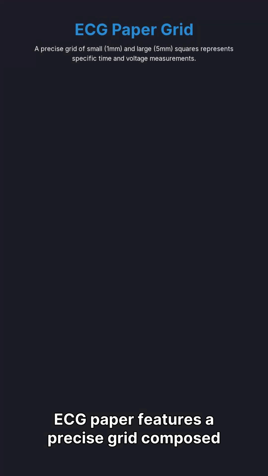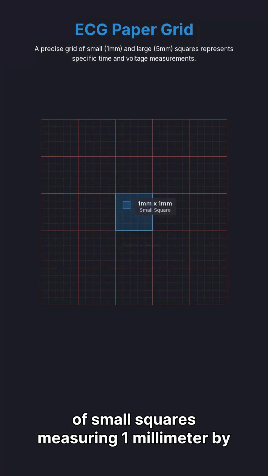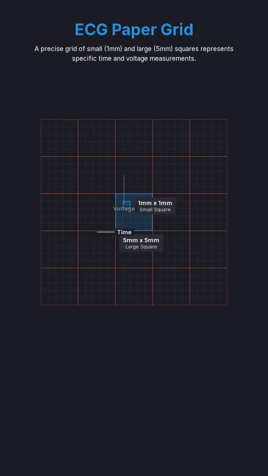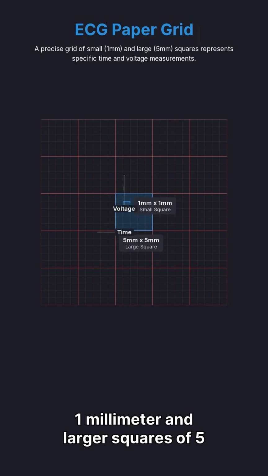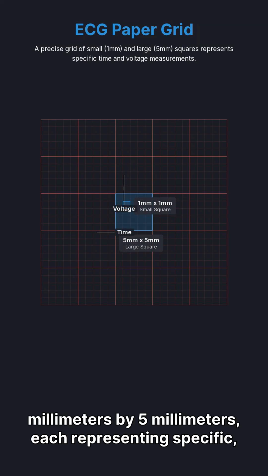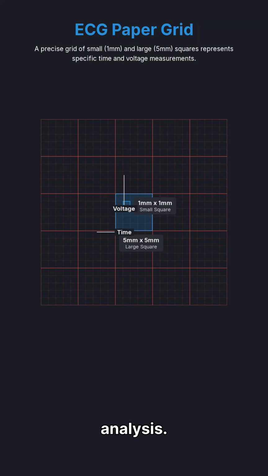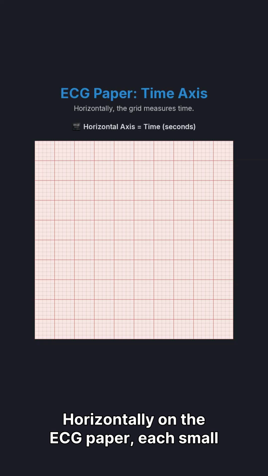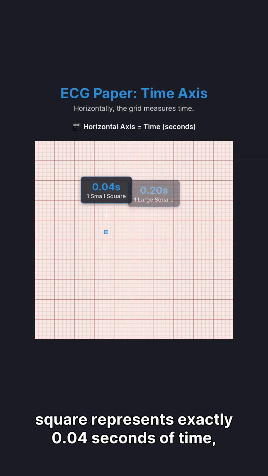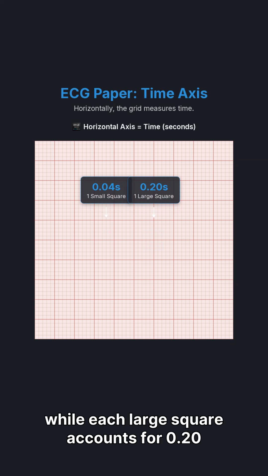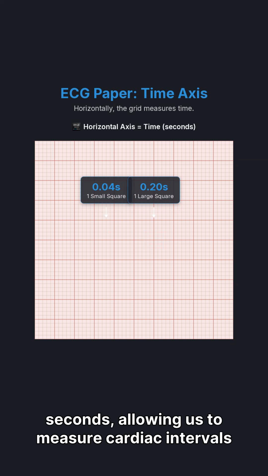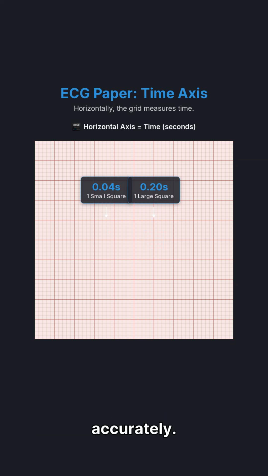ECG paper features a precise grid composed of small squares measuring 1 mm by 1 mm and larger squares of 5 mm by 5 mm, each representing specific standardized time and voltage measurements essential for analysis. Horizontally on the ECG paper, each small square represents exactly 0.04 seconds of time, while each large square accounts for 0.20 seconds, allowing us to measure cardiac intervals accurately.